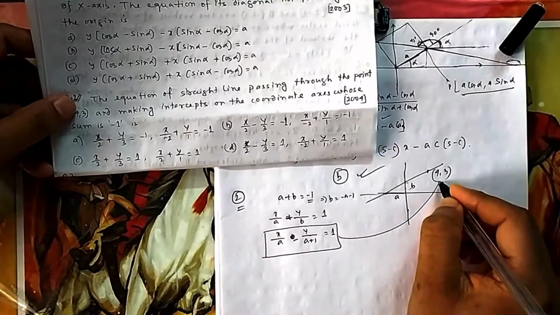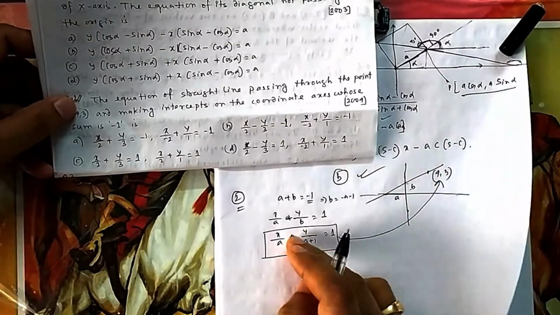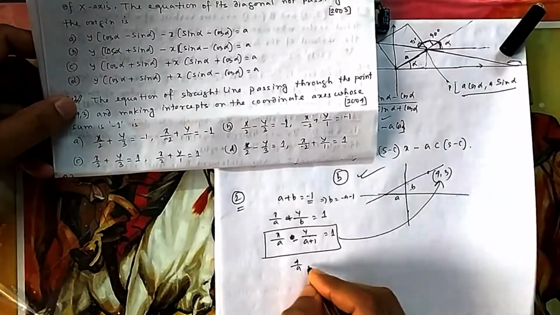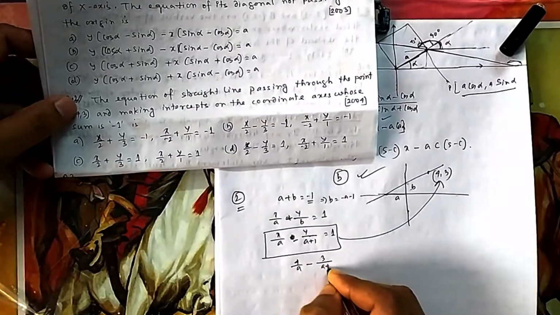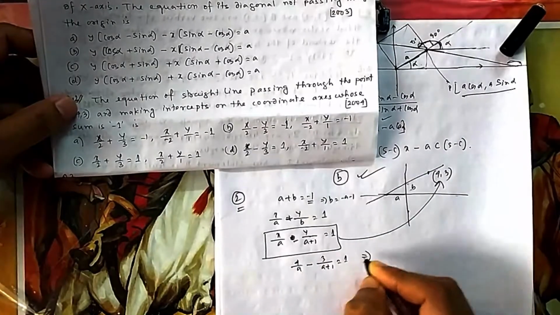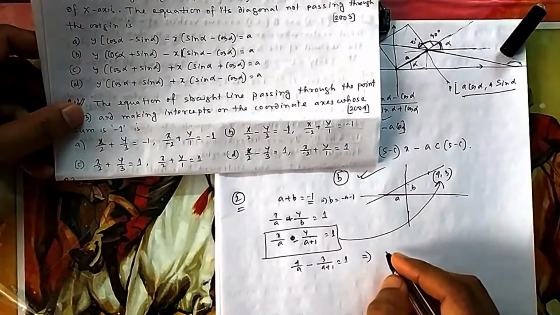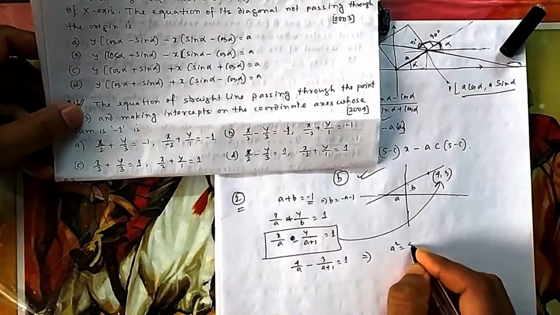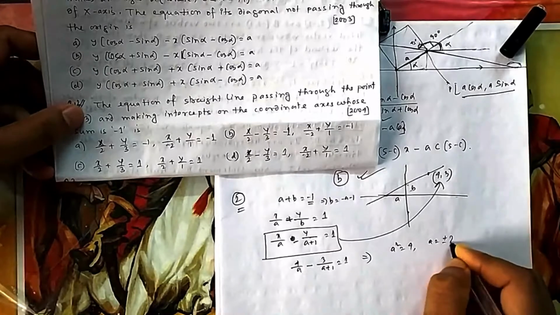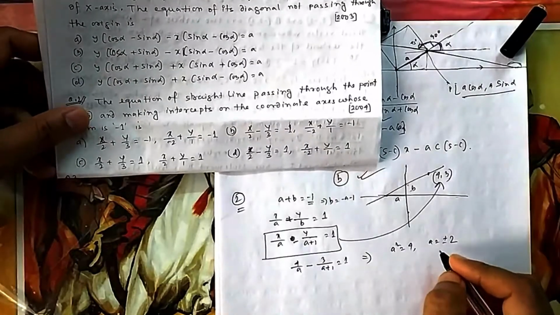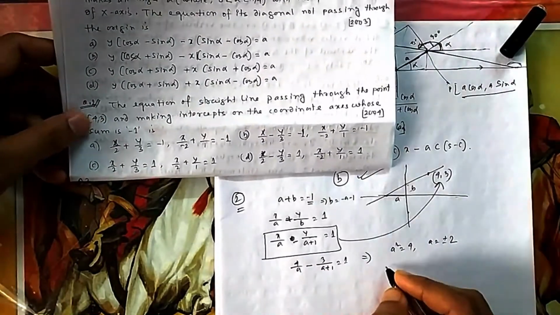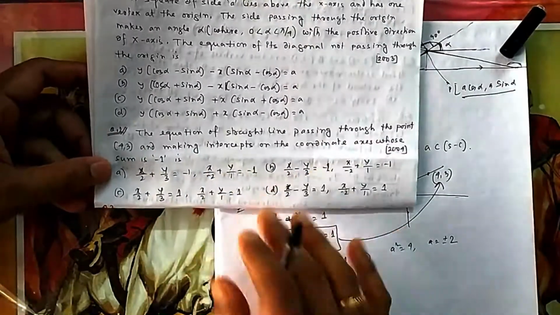Now it passes through (4, 3). Another thing is given. So if you put in (4, 3), it should satisfy. So 4 by A minus 3 by (A plus 1) is equal to 1. I think you can simplify it, I am not doing it. If you simplify it, you will find A square equal to 4, or A is equal to plus minus 2. So you have two equations of line possible, and in the options also there are two options.